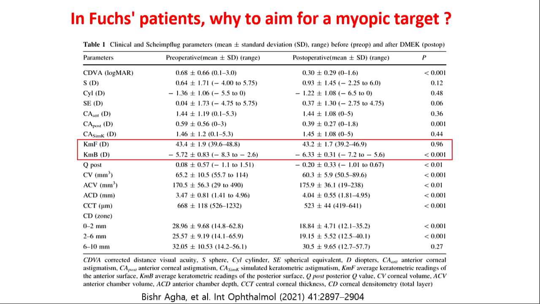In Fuchs patients, why aim for a myopic target? There is keratometric change only on the posterior surface, not the anterior surface. So total corneal refraction changes to a hyperopic shift after cataract surgery. So we need a myopic target.